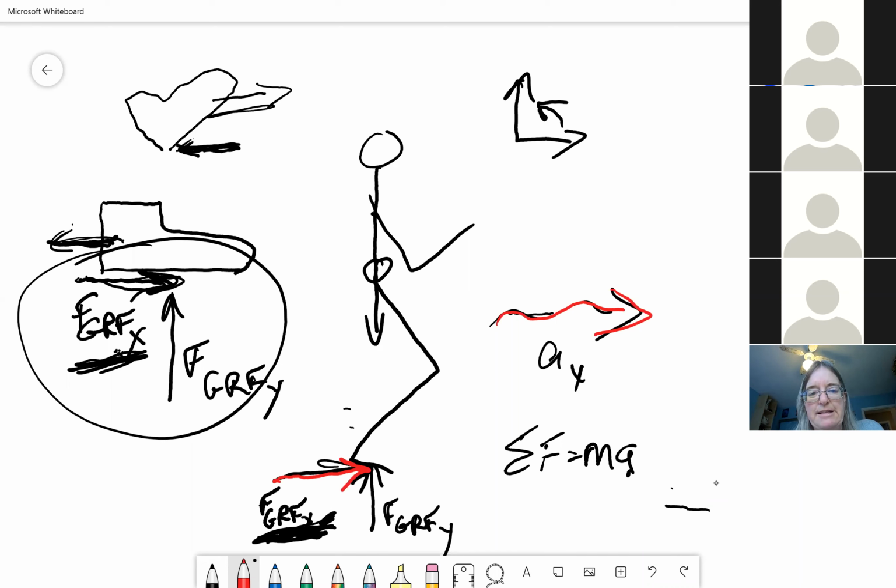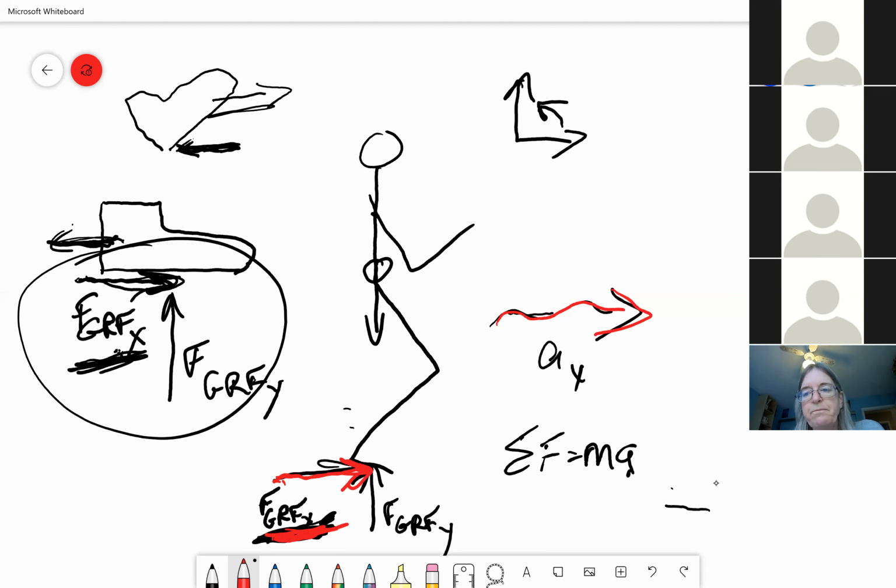So hence, if the ground is pushing us forward, the friction will be moving backwards to prevent us from slipping, right? No, this is friction. This absolutely is friction. This force right here, this ground reaction force in the X direction, on level ground, let's be specific here about level ground. On level ground, the only force that we have that will accelerate us in the forward direction is that ground reaction force.